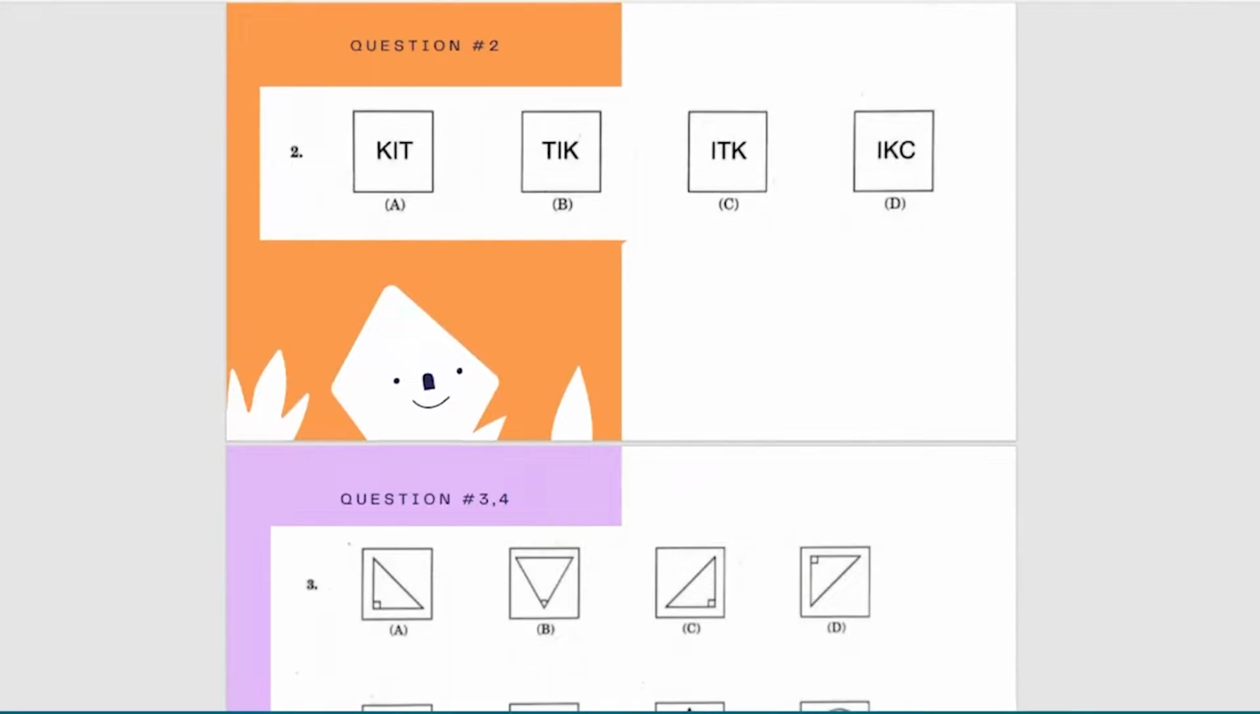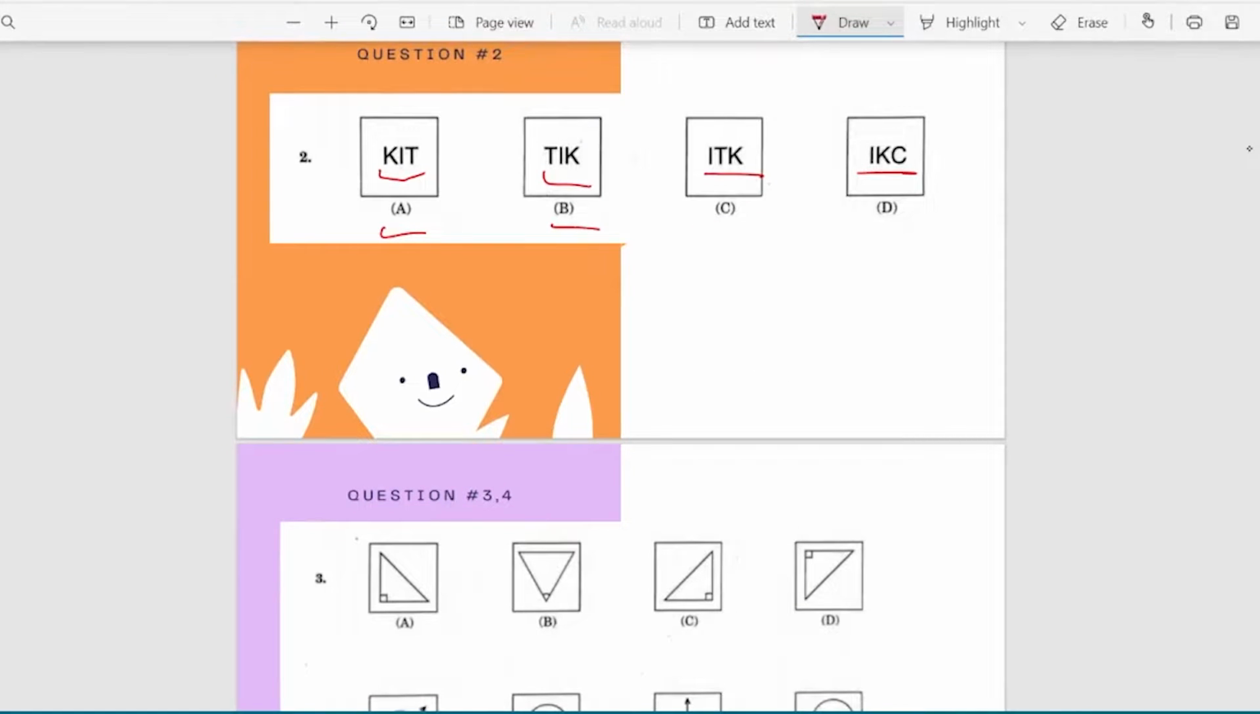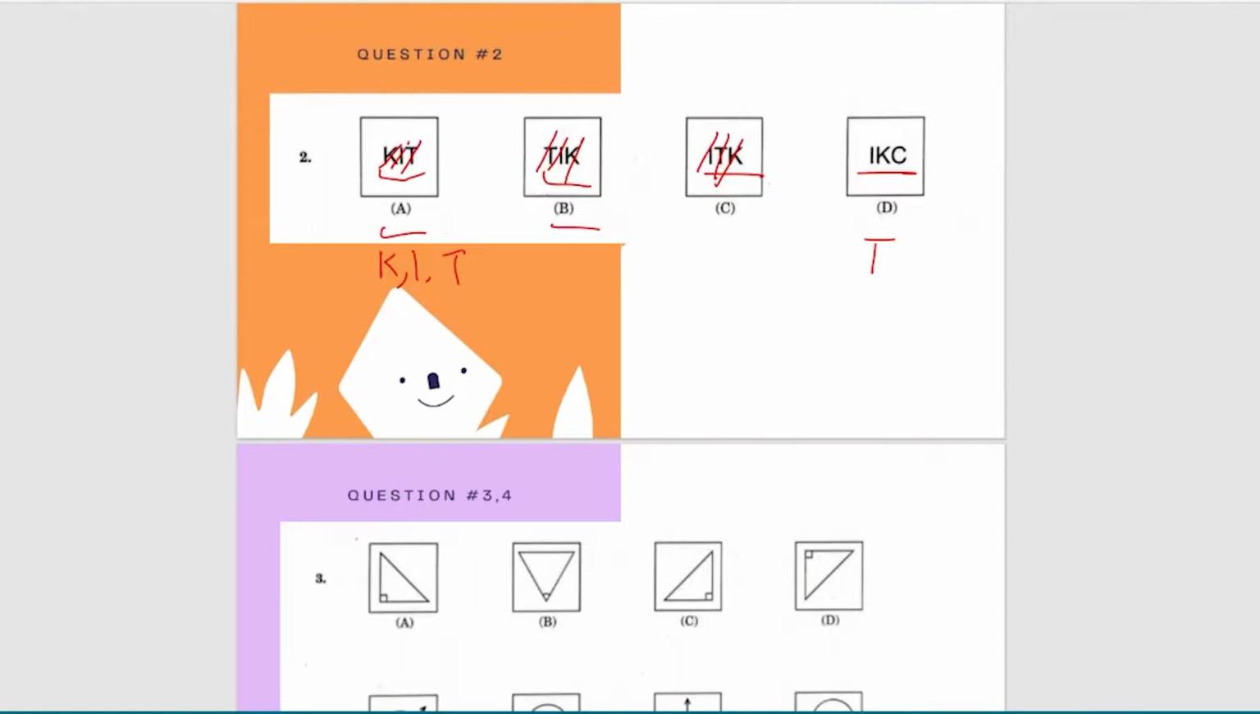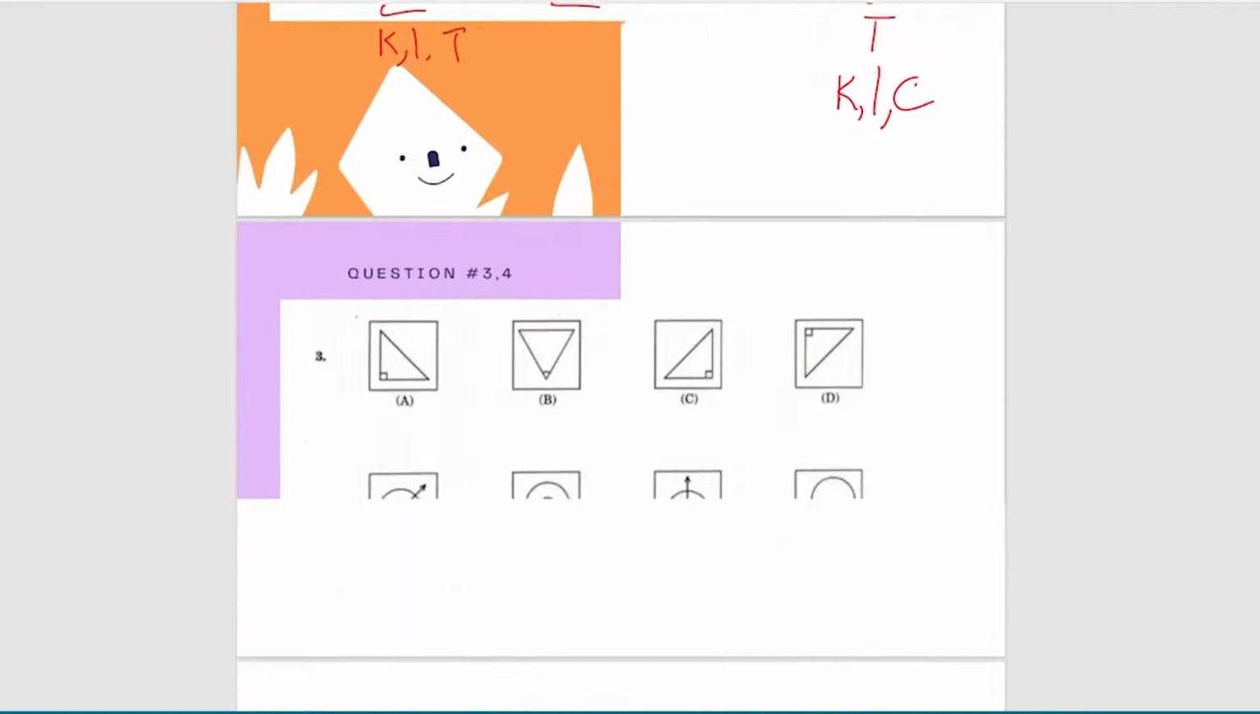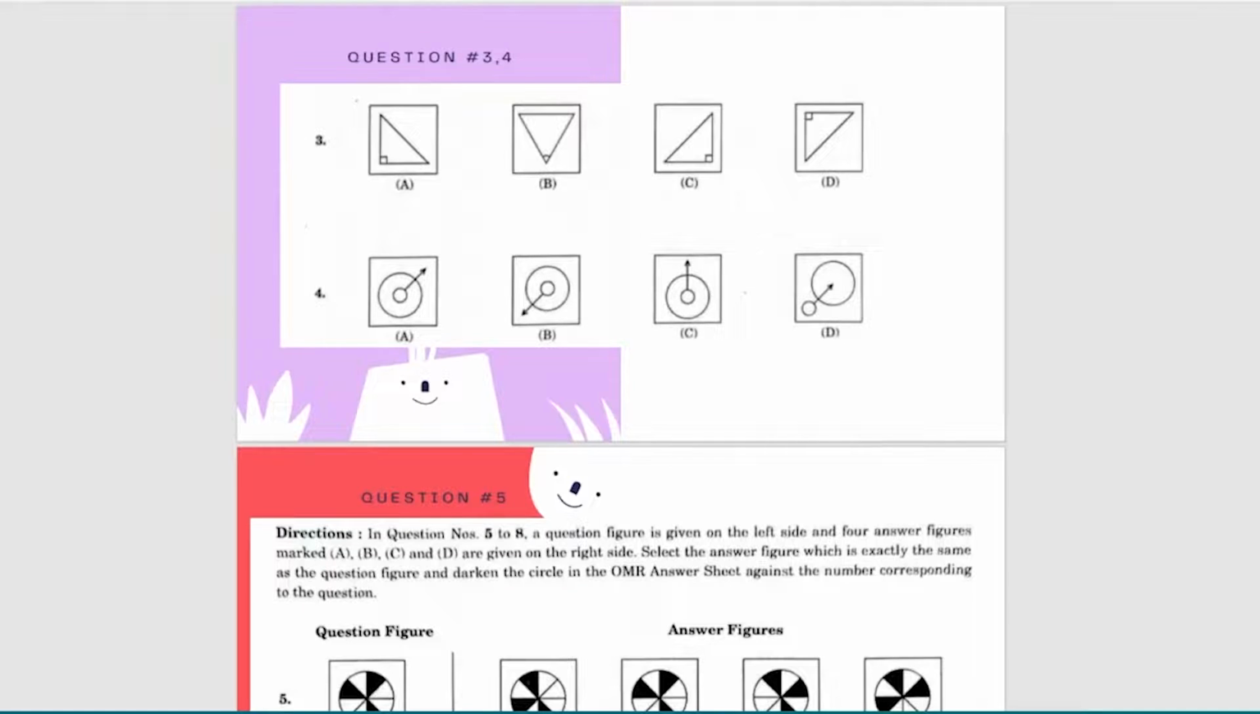Here we can see that there are words written in squares in each of the figures. Now in A, B and C, the words written are comprised of the letters K, I and T. Let's see, K, I, T, then here K, I, T, then K, I, T. But in D, instead of T, we have C. Whereas in all the others, we are using K, I, T, here we are using K, I and C. So since C is not used anywhere else, D is the odd man out. D is the one which is different. Now let's see question number 3.